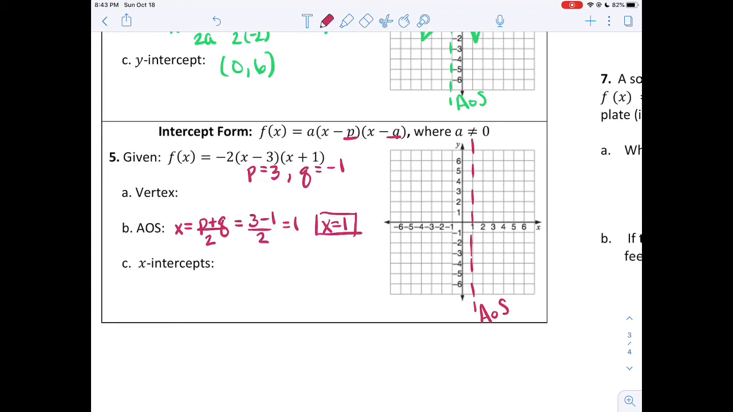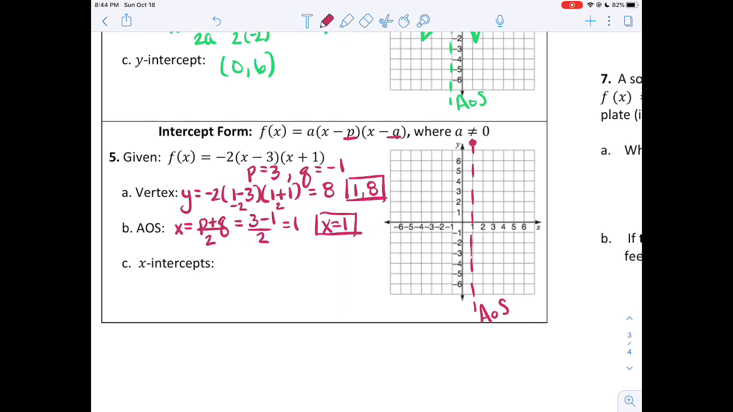Now that I know the x value of my vertex, because it occurs at the axis of symmetry, I can calculate y. So y is equal to -2 times 1 minus 3 and times 1 plus 1. That's going to simplify to be, let's see, this will be a -2 and this will be a +2. -2 times -2 times +2 is a +8. So my vertex is at 1, 8. And I can plot that. Again, looks like we're a little bit off our graph, but we can do that right there.